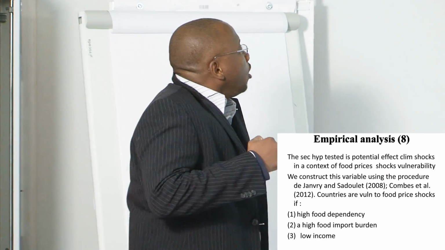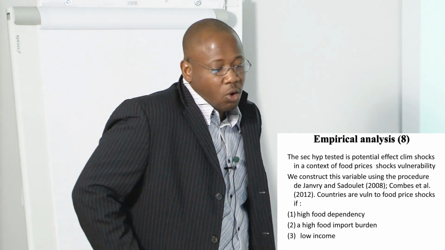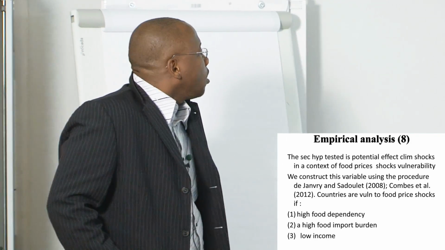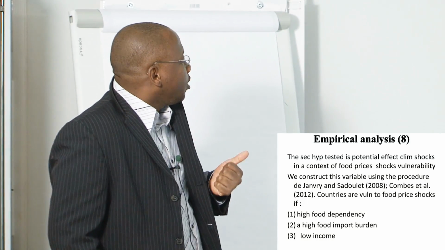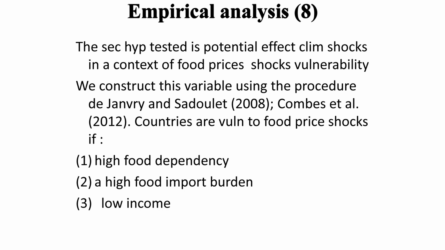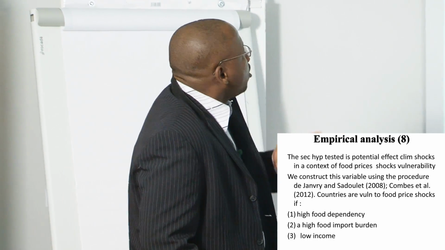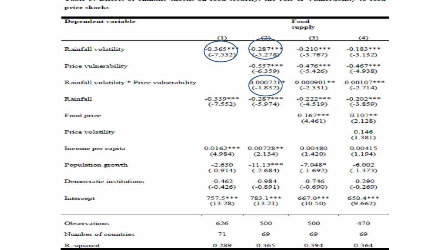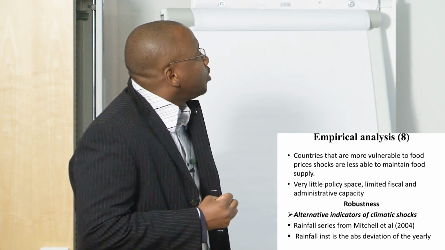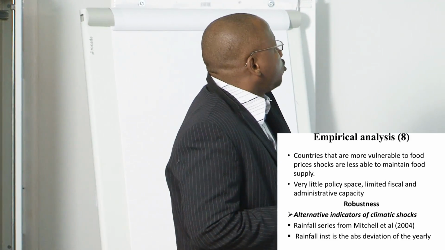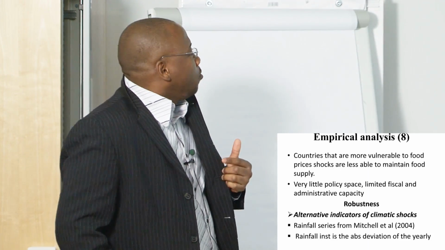The last hypothesis tested is the potential effect of climatic shocks in the context of food price shock vulnerability. Countries are vulnerable to food price shocks if they have low income, a high food import burden, and a high food dependency. And we construct this variable using the procedure of Degenvre and Sadoulé. We apply the same methodology by adding additive and multiplicative variables. And we find that the countries that are more vulnerable to food price shocks are less able to maintain food supply.